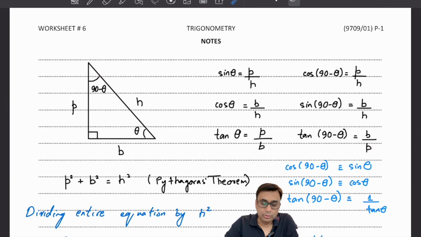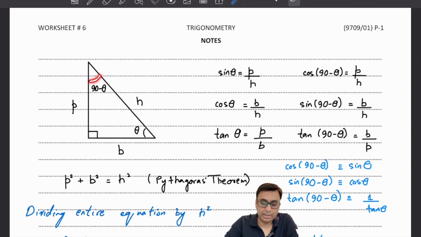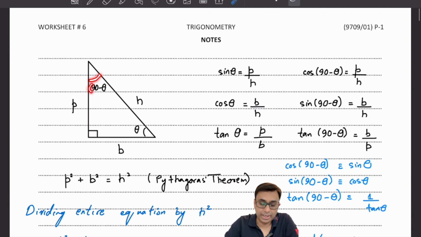Now, if we look with the perspective of this particular angle and we find out the values of ratios, so if I have to find cos of 90 minus theta, this is the side that is adjacent to the angle. So adjacent over hypotenuse in this case is going to become perpendicular over hypotenuse. Similarly, if I'm trying to find out sine of 90 minus theta, so opposite over hypotenuse in this case becomes base over hypotenuse. Tan of 90 minus theta, then opposite over adjacent becomes base over perpendicular.